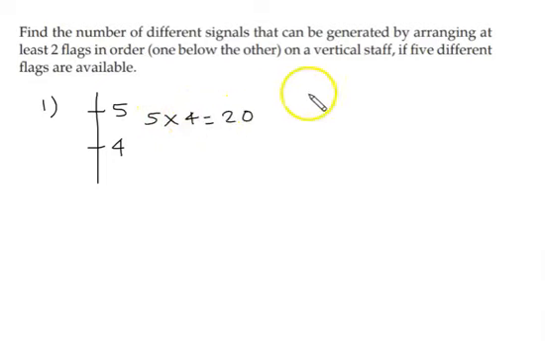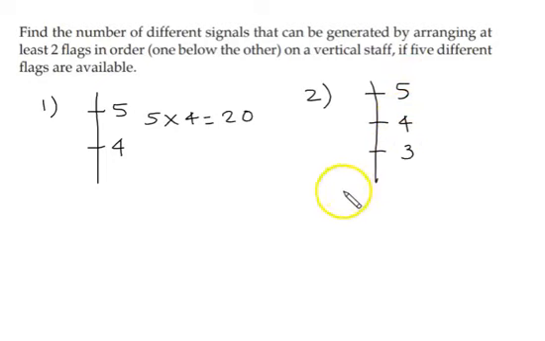Now let us come to the second case. For the second case, we could have three flags arranged on the vertical staff. So when three flags are arranged, for the first flag we have five options, for the second we have four options, and for the third we have three options. So again we'll use the fundamental principle of multiplication. The number of options would be 5 into 4 into 3, which is 20 into 3, which is going to be 60. So for the second case we have 60 ways.